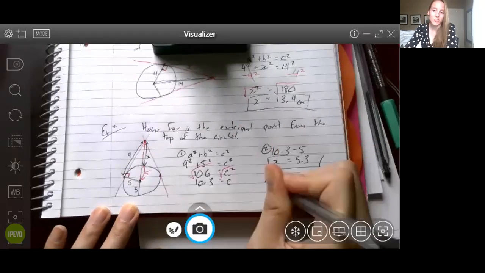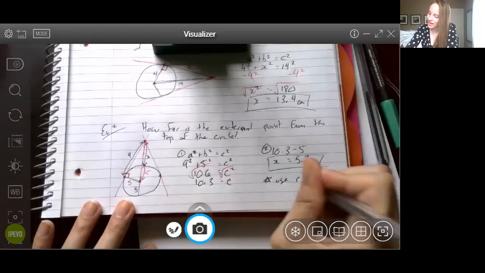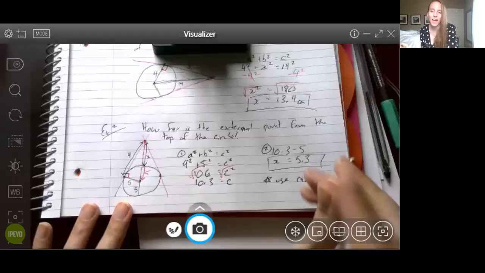So once again, just like when we were doing chord properties, use the radius if you're looking for just part of a line.